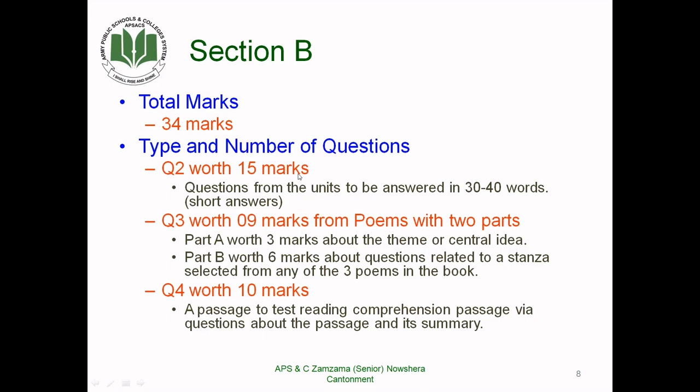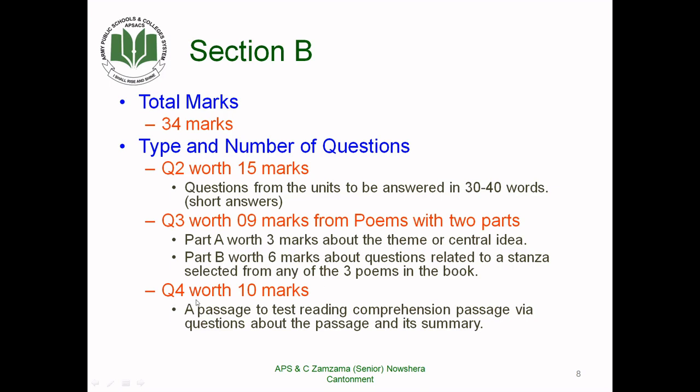Question number 2 is worth 15 marks. You have to write short answers to the questions given. You have to answer any 5 questions in about 30 to 40 words. Question number 3 is worth 9 marks, from poems, with 2 parts. Part A is worth 3 marks, about the theme or central idea. Part B is worth 6 marks, about the questions given from a particular stanza from any of the 3 poems in the book.